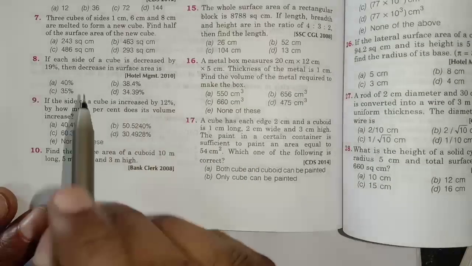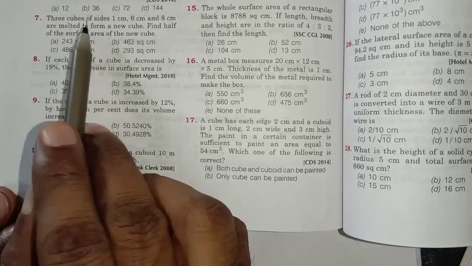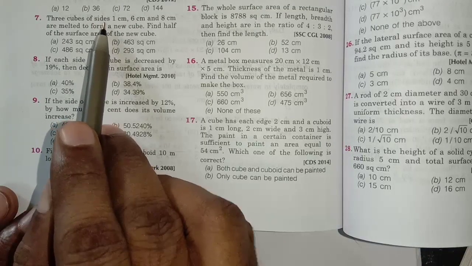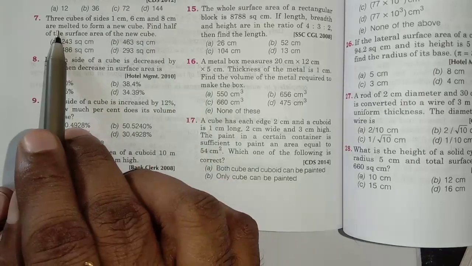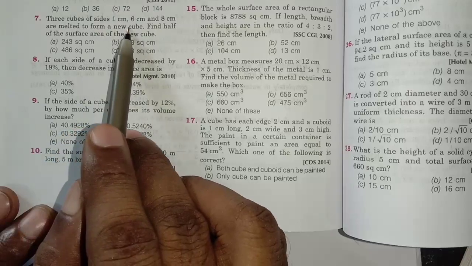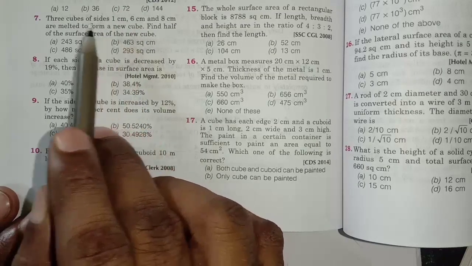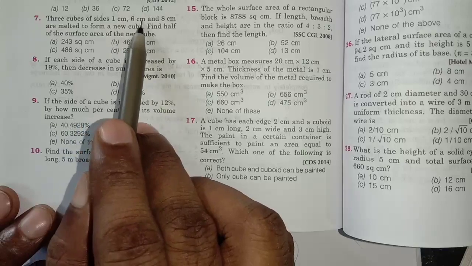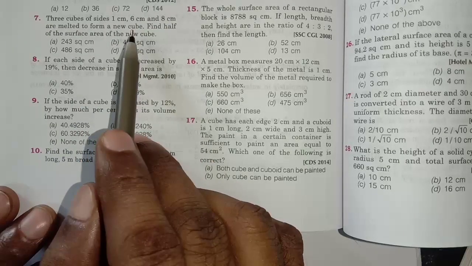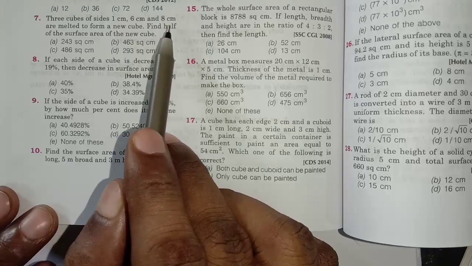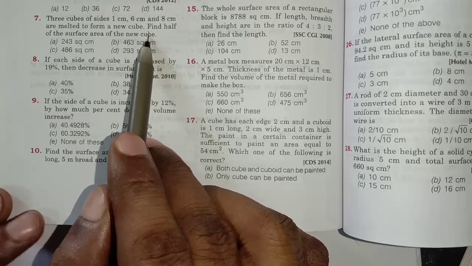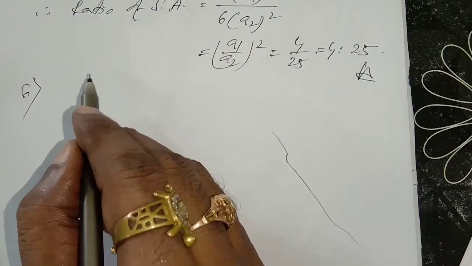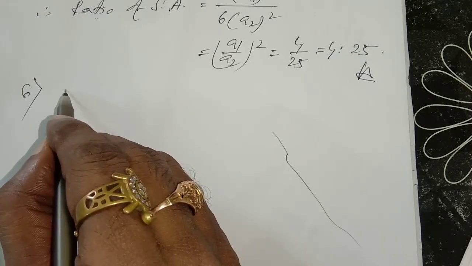Next number I am doing. See, 3 cubes of sides 1 centimeter, 6 centimeters and 8 centimeters are melted to form a new cube. The volume of the new cube is equal to the volume of the 3 cubes having sides 1 centimeter, 6 centimeters, 8 centimeters. From there you can find the side of the new cube. Find half of the surface area of the new cube. So first of all, find the side of the new cube.